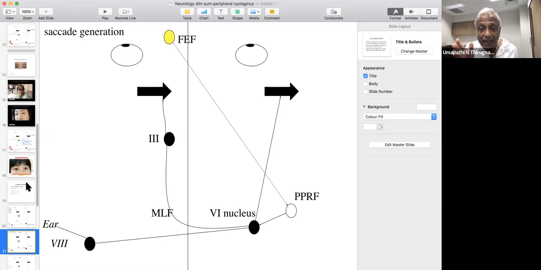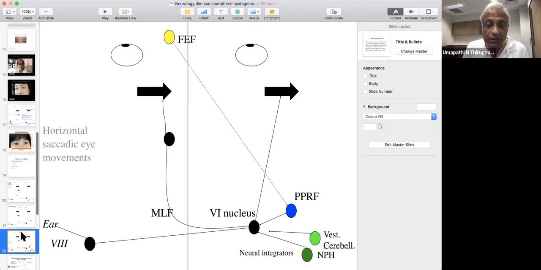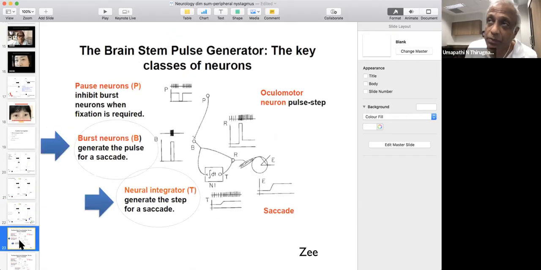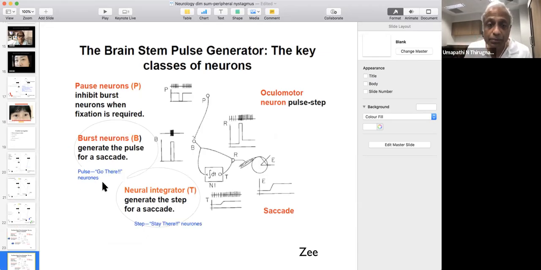Okay, now once the eye starts moving towards the direction, once it reaches the direction, because the primary position is the position of rest, it needs another set of neurons to allow the eyeball to stay there. Okay, so there are two sets of neurons, the go there neurons and the stay there neurons. The technical terms for them are a little bit tricky. Okay, they are called burst neurons and neural integrators. But for practical purposes, for the clinicians, we just need to remember that there are two sets of neurons to allow the frontal eye fields to act on the 6 nucleus. One is the go there neurons and one is the stay there neurons.